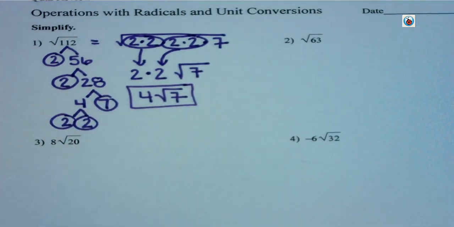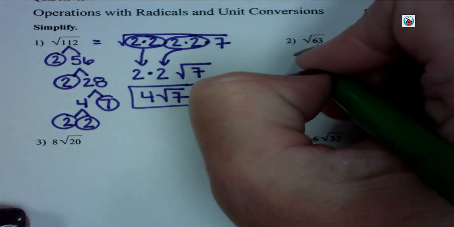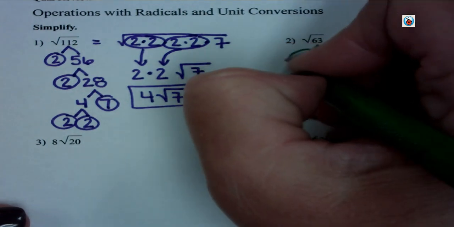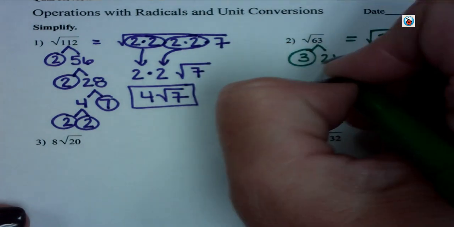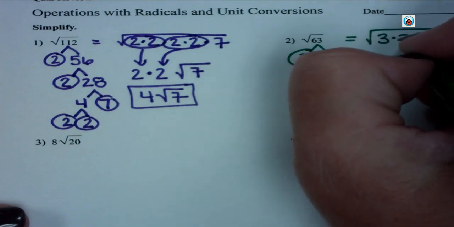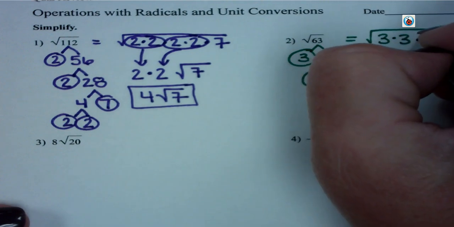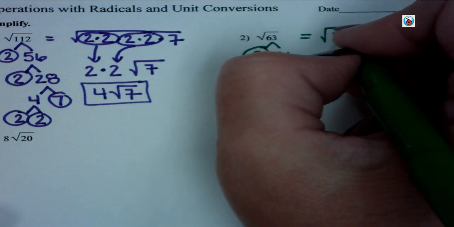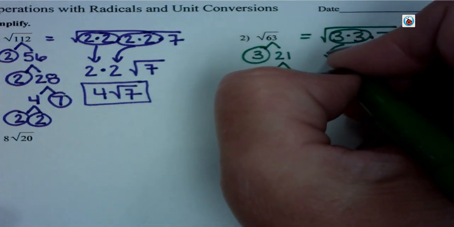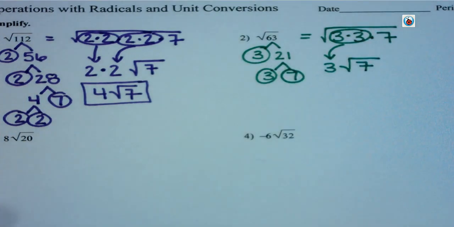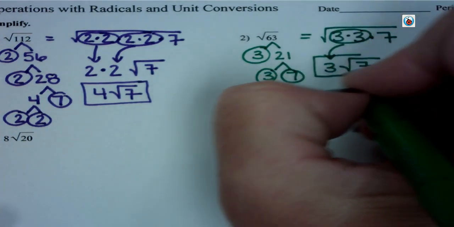Okay, let's look at number 2. I have 63. Well, that looks like 3 goes into it. So we're going to have 3 and 21. 3 is prime, so I'm going to circle it and put it under my radical. 21 is 3 and 7. I'm going to circle 3 and put it in my radical, and 7. Again, I'm looking for my pairs. Since I have a pair of 3's, I'm going to circle them and they come out as 1, 3. And then I have my radical 7 that has to stay home by himself. So I get 3 radical 7.